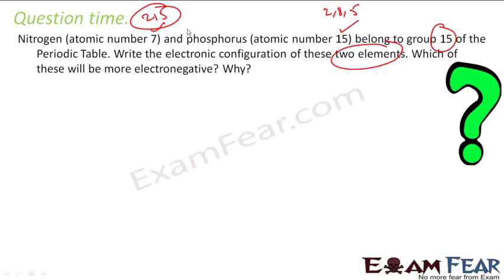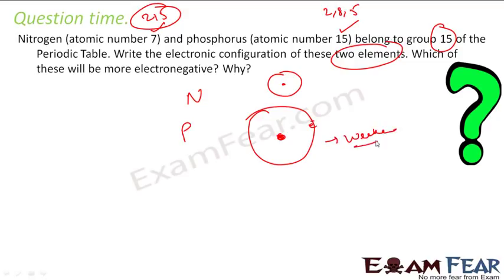Now if you see, this one has got an extra shell. So if we compare nitrogen and phosphorus, phosphorus is bigger and has an extra shell. Nitrogen is smaller and has only 2 shells. Correct. Now, since the atom size has increased, the force between the nucleus and the outer electrons is decreased. So this one is weaker; the nucleus of phosphorus is weaker at attracting electrons.